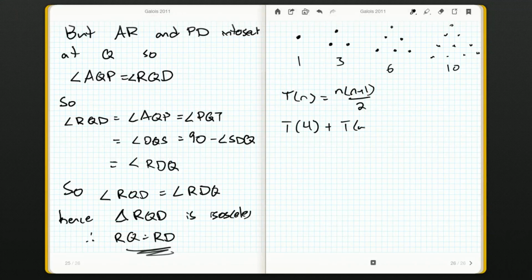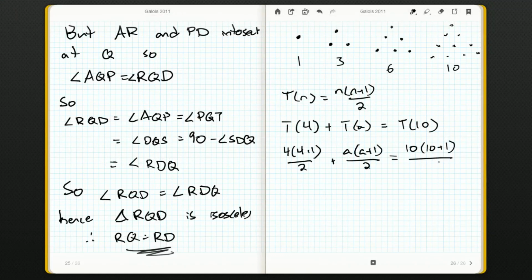So T4 plus TA is equal to T10. So that's 4 times 4 plus 1 all over 2 plus A times A plus 1 all over 2. And we can see why they had to specify a positive solution. I suspect we're going to get a quadratic in A. And then we'll have to solve it. One of them will be positive, one of them will be negative.